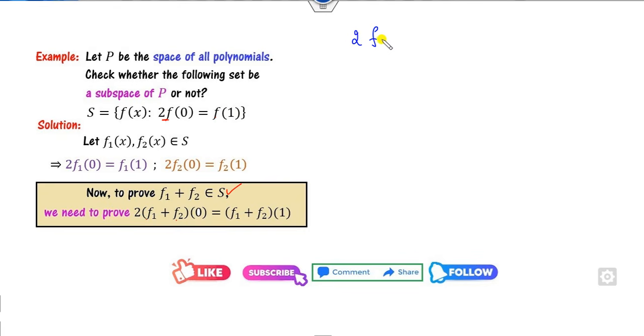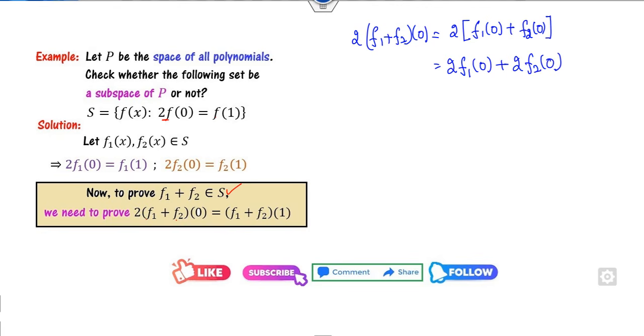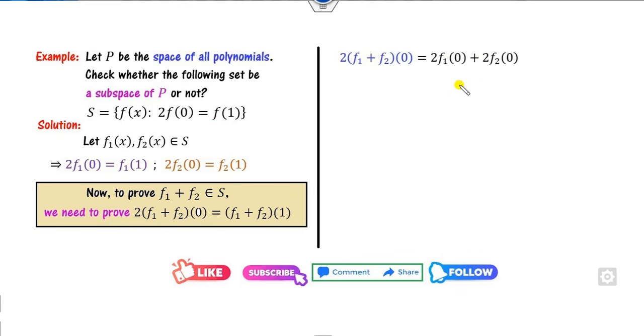So let's start with the left hand side. I can write this number as twice (f1(0) plus f2(0)). Now you can open this bracket: twice f1(0) plus twice f2(0). I can substitute the value of twice f1(0), f1(1), plus f2(1). Now I can write this number as (f1 plus f2)(1). So this property is satisfied, hence f1 plus f2 belongs to S.